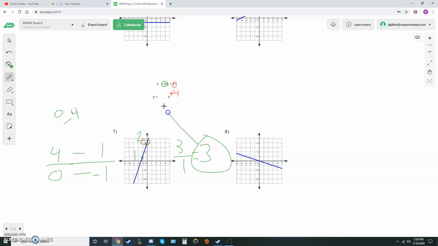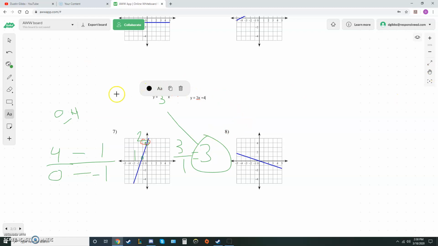Now you take that, plug it back into your formula. The equation for this graph is y equals 3x plus 4. And if we write it a little bit more neatly, y equals 3x plus 4. That would be the equation of this line right here.